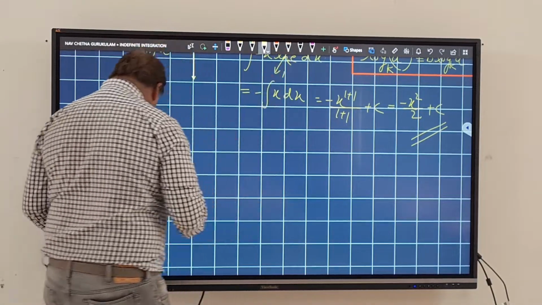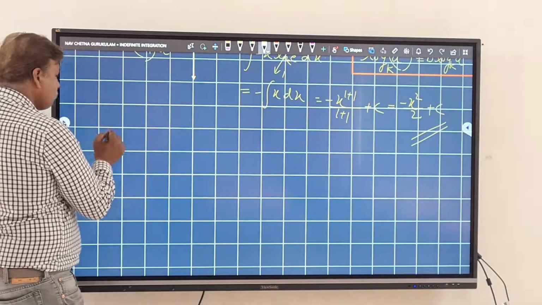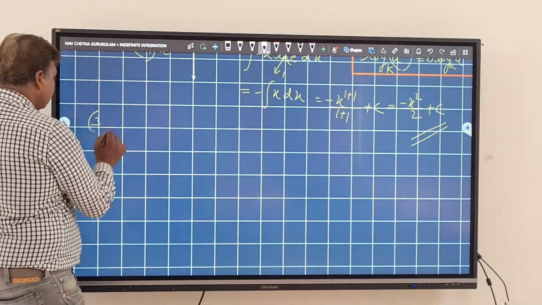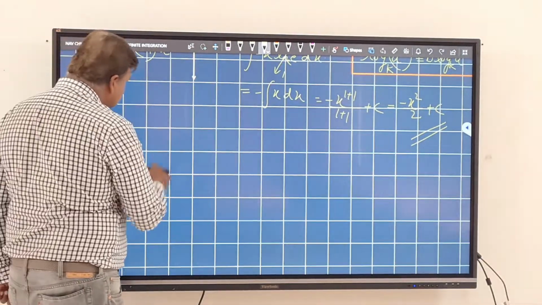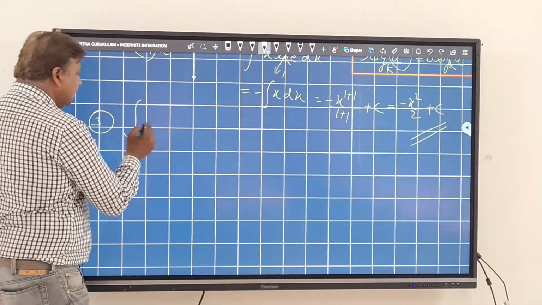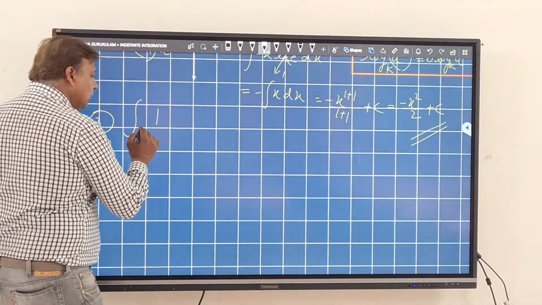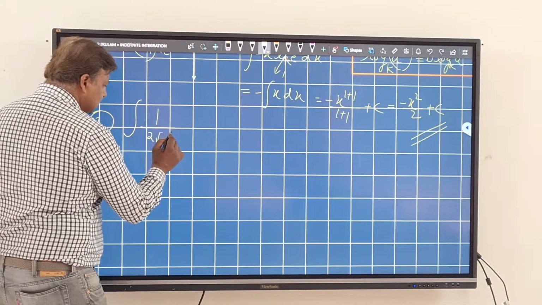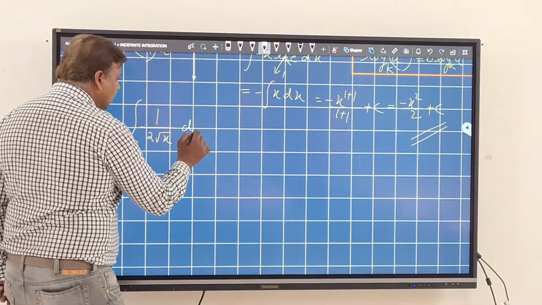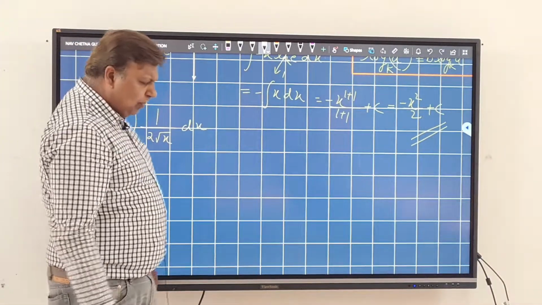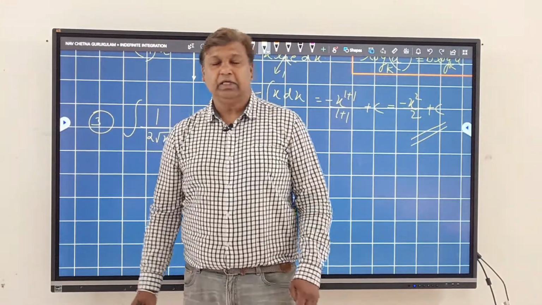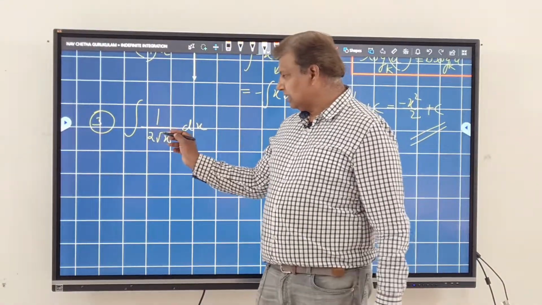So the next question is the third. This third question is basically something you have to remember: the result for 1 by 2 root x. Before you start converting it into a fractional power, x is to the power half.